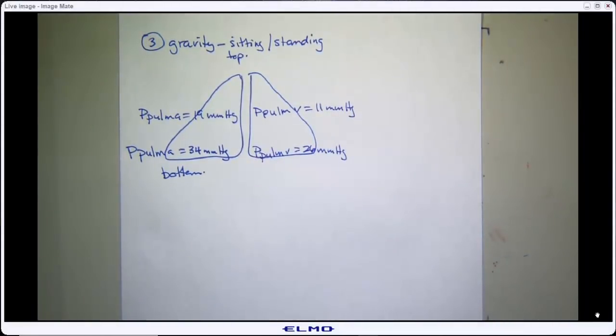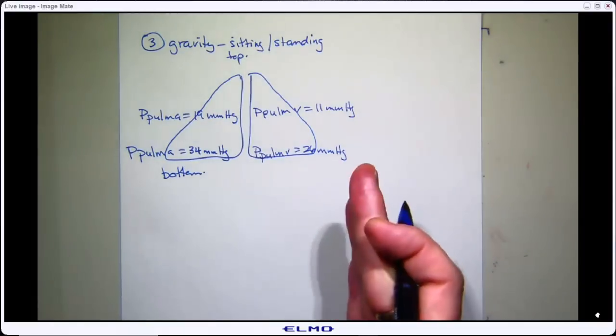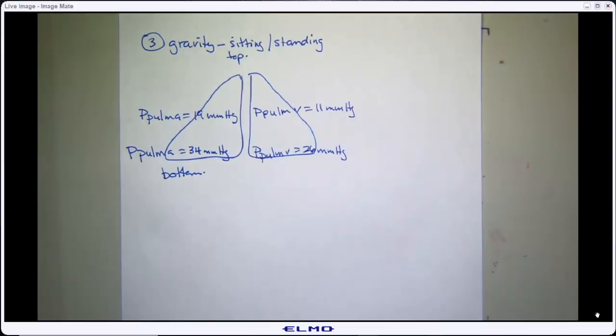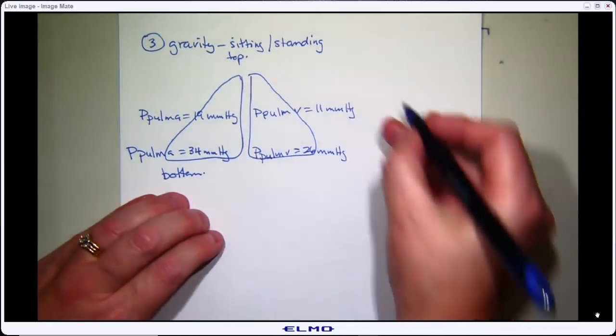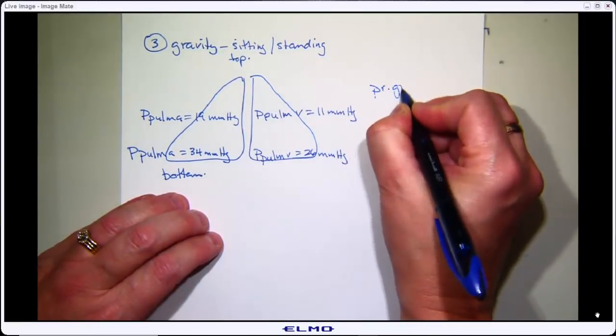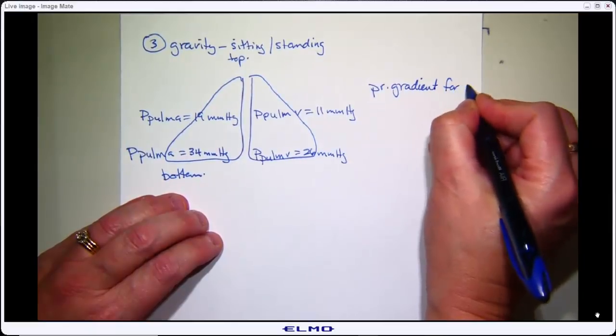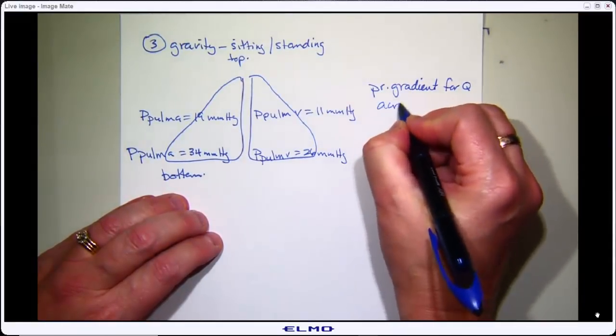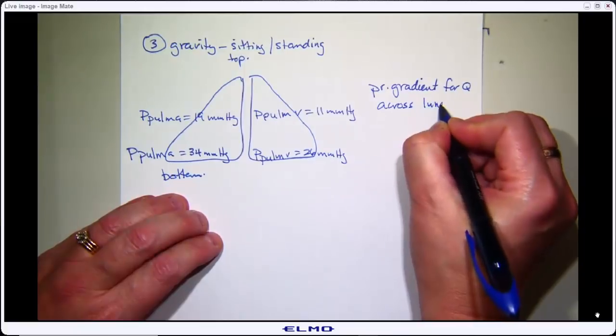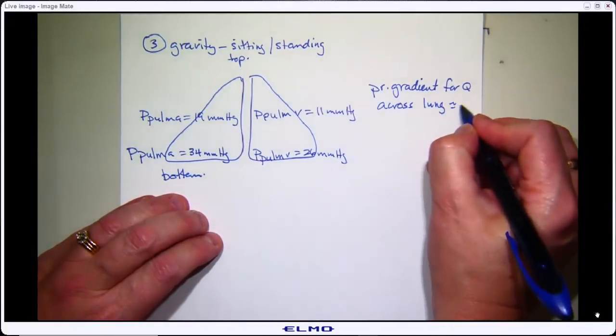The key here is that the pressure gradient for flow across the lung, regardless of where you are in the height of your lung, is going to be the same. The delta is about 8 millimeters of mercury. So there's not going to be a differentiation in flow based on pressures alone. The pressure gradient for flow across the lung is about 8 millimeters of mercury.